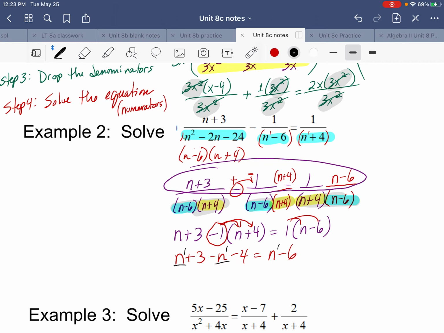So n minus n is simplified. 1n minus 1n is 0. We have 3 minus 4 is -1. We're going to add 6. Those are your like terms. And the 5 equals n.